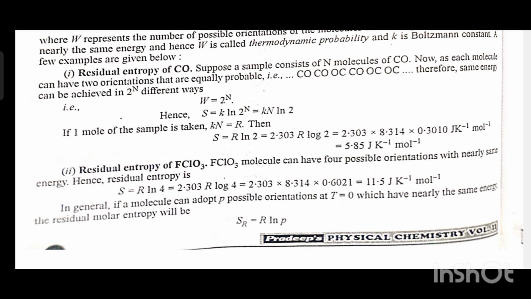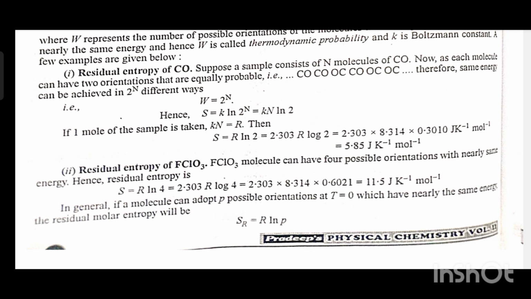Number 2, residual entropy of FClO3. The FClO3 molecule can have 4 possible orientations with nearly the same energy. Hence, residual entropy is S is equal to R ln 4 is equal to 2.303 R log 4 is equal to 2.303 into 8.314 into 0.6021 is equal to 11.5 joule per Kelvin per mole.